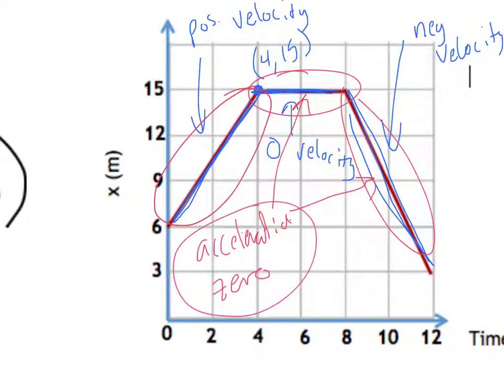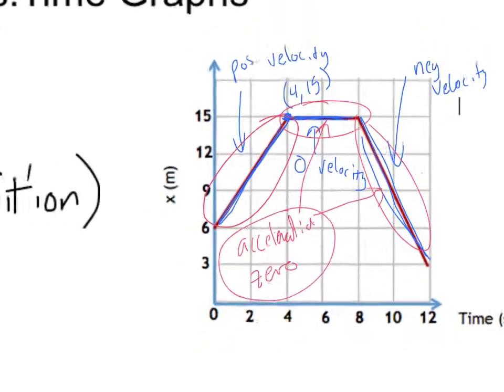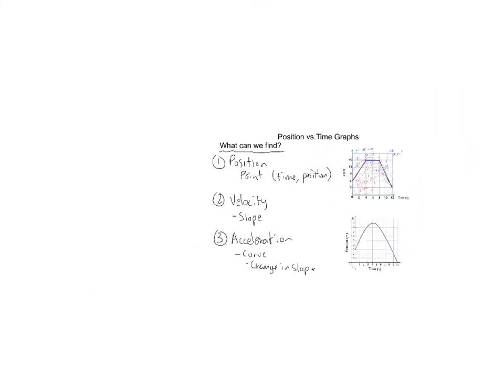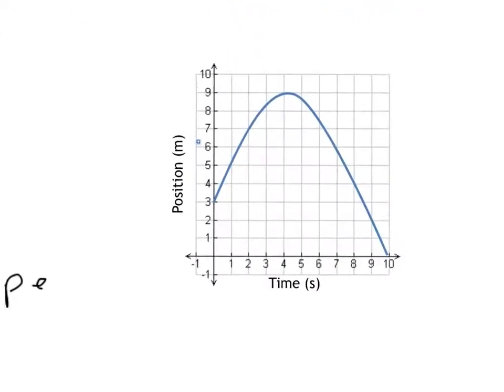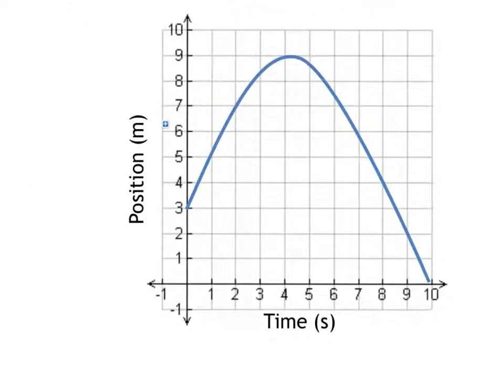Now, let's take a look at a little bit more complicated example when it comes to figuring out what the velocity and acceleration might be. Okay, so when we look at this position versus time graph, we notice that the lines aren't straight. We see a very distinct curve as we go around, looking much like a parabola. So, again, the points still tell us a position and a time.